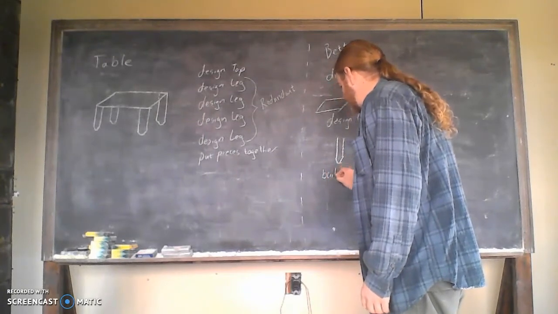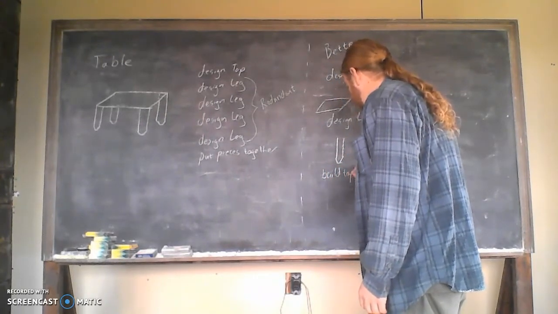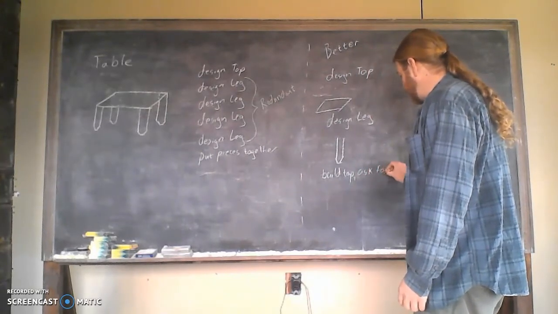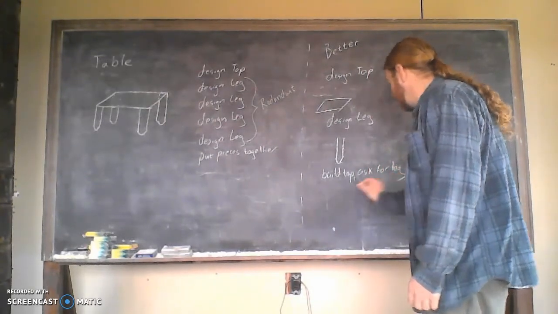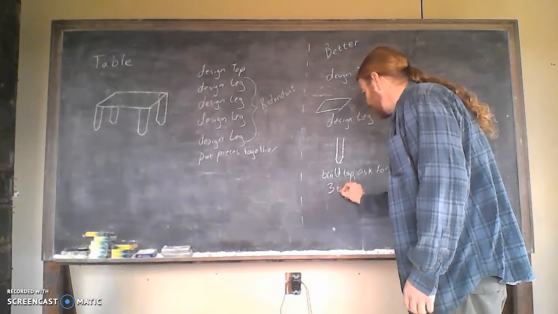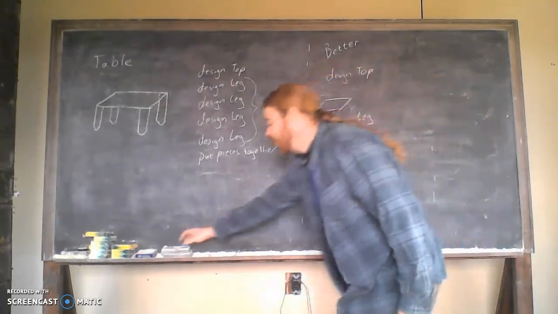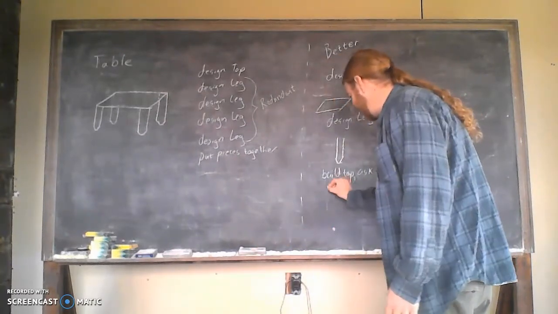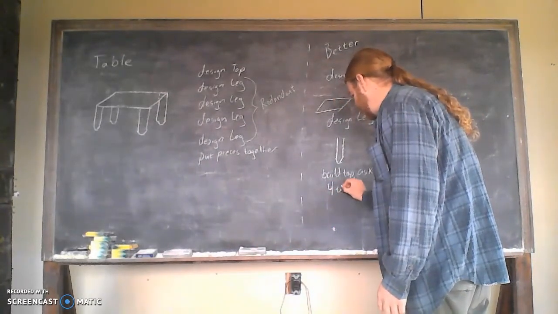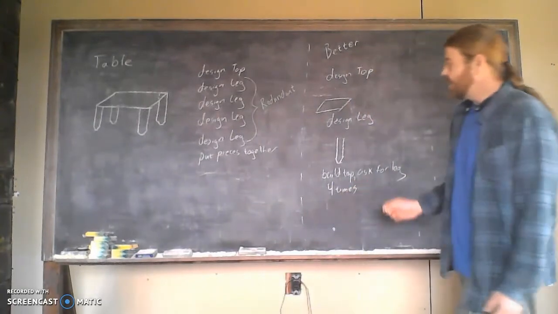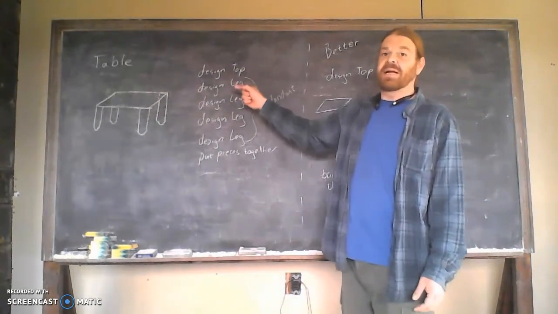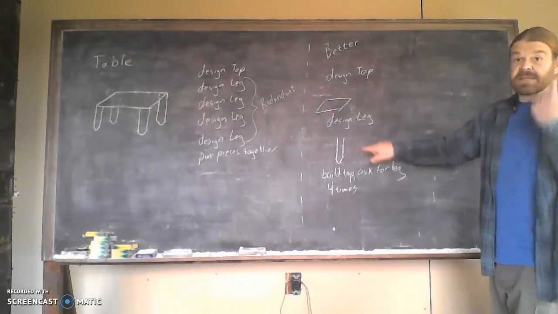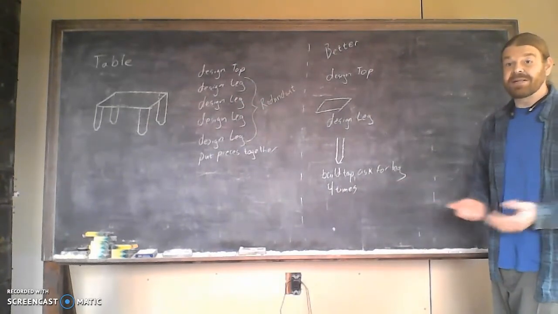Build top, ask for leg, 3 times. Oh, 4 times. 3 more times. I should probably put 4 here, though. Then we're not repeatedly designing the same thing over and over and over again. We design it once and just ask for it several times. That'd clear out the redundancy.